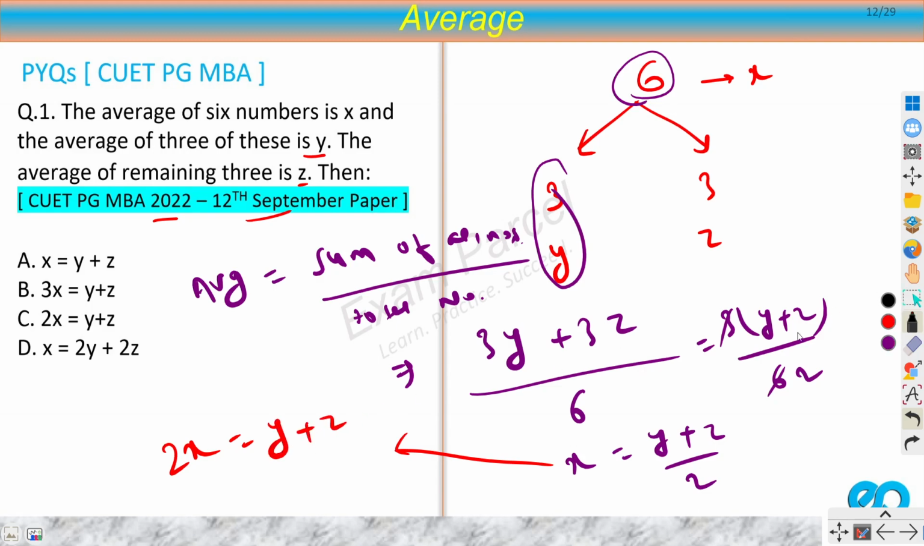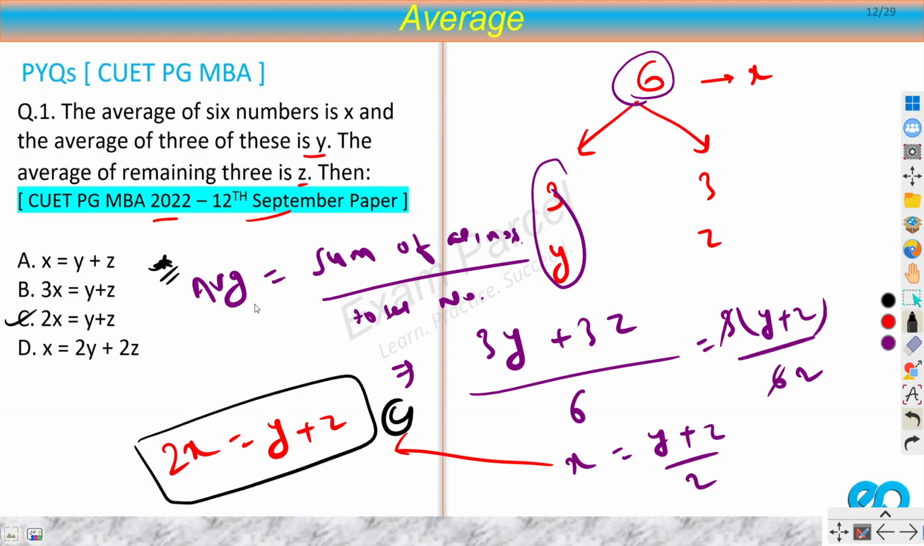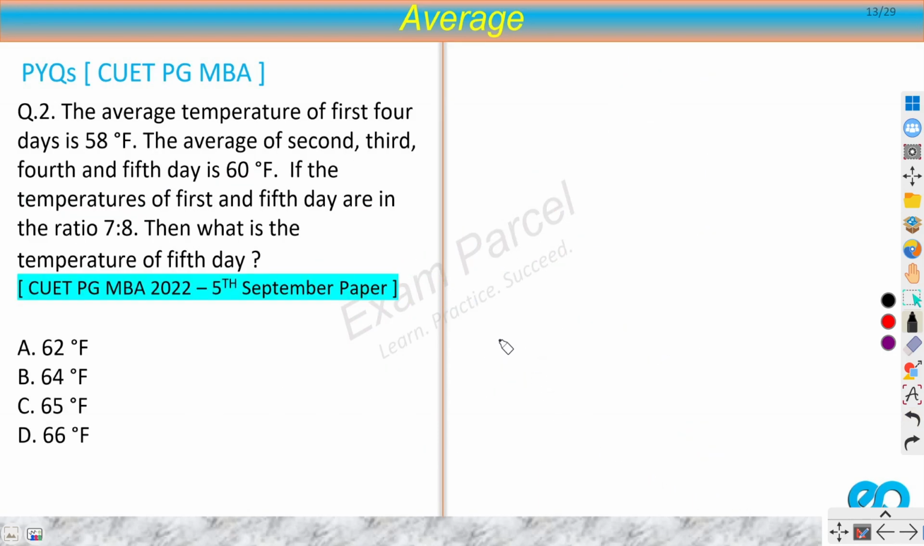And this is our answer. This is in option C. So this is a very easy question. Once you are clear with this basic definition, you will find this very easy. So there is nothing much to learn here. Let's focus on the next question.